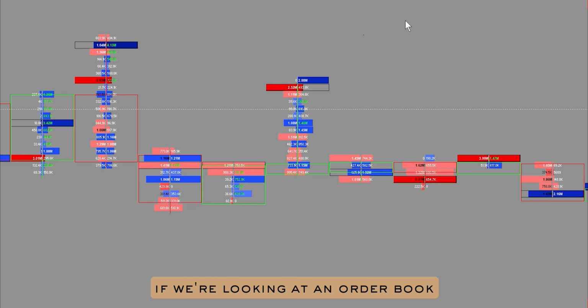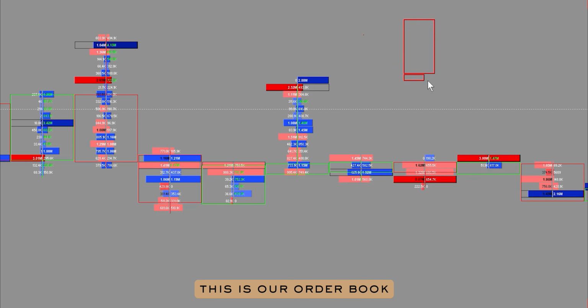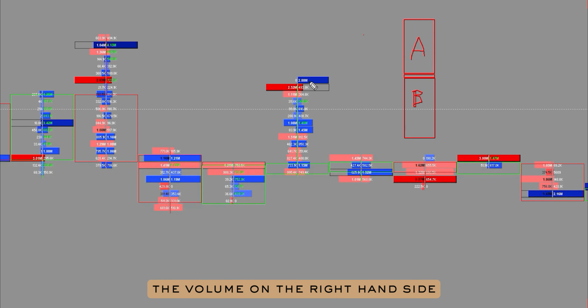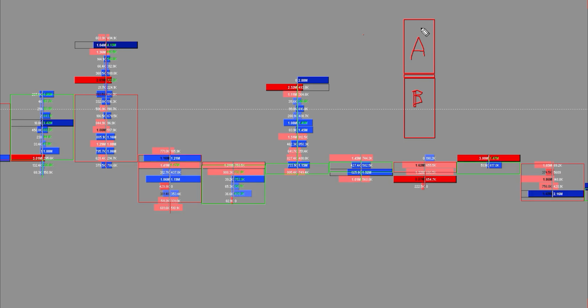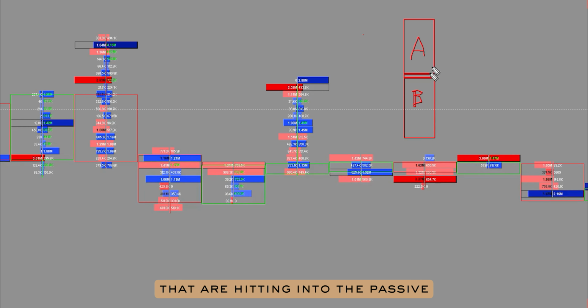It's activity lifting the offer. What that means is if we're looking at an order book, let's say that this is our order book and we have the market price in the center. And down here we have, let's say, the bid. Okay, and then up here we have the ask. The volume on the right-hand side is taking from the ask. Okay, these are active orders. These are aggressive market orders that are hitting into the passive limit orders in the ask.